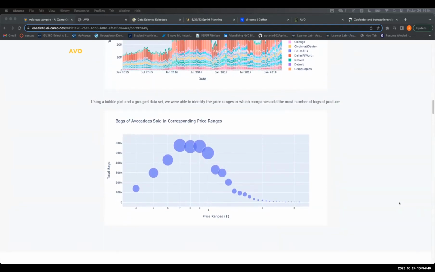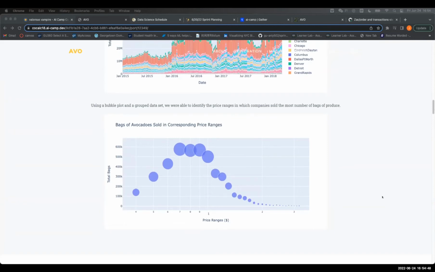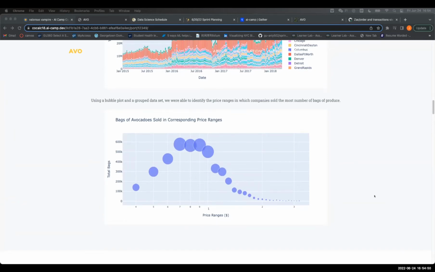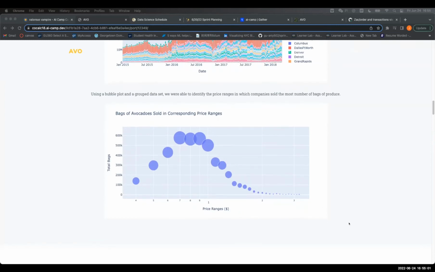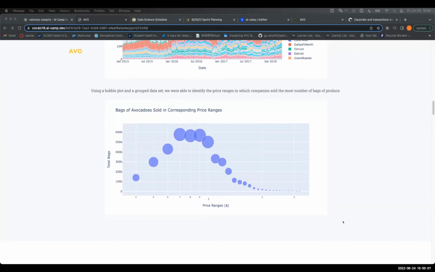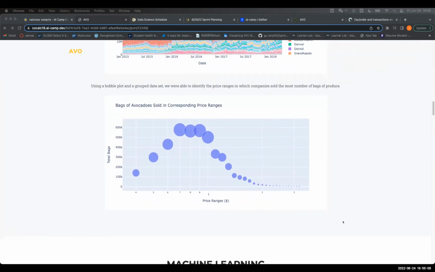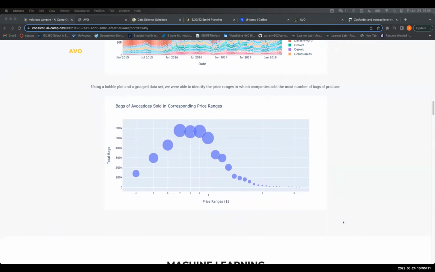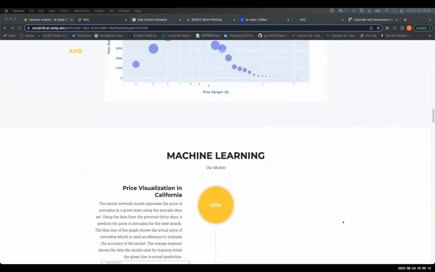In addition, using a bubble plot in a group data set, we were able to identify the price ranges in which companies sold the most number of bags of produce. As you can see, when avocados are priced around 70 cents to $1, the companies sold the greatest amount of produce. This information can then be used by corporations to make evaluations based on the price that they should place upon avocados. Next up is our machine learning models.